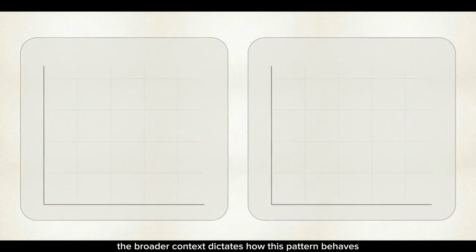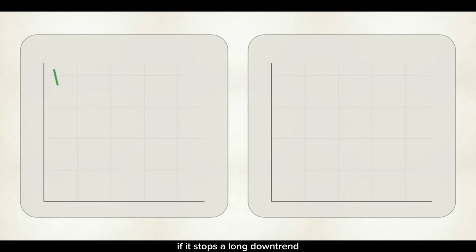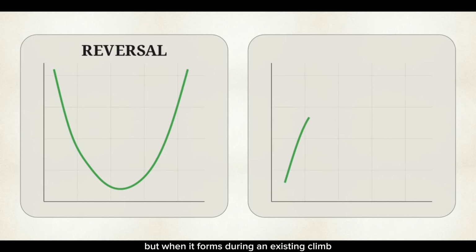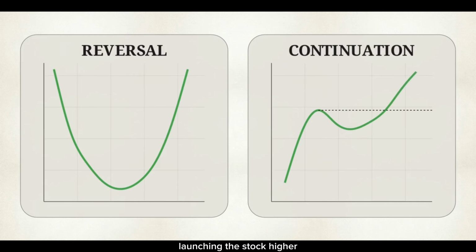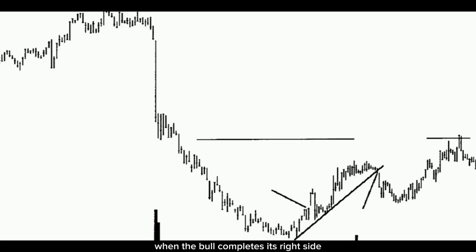The broader context dictates how this pattern behaves. If it stops a long downtrend, it acts as a standard reversal. But when it forms during an existing climb, it operates as a continuation pattern, launching the stock higher. This chart shows what happens when the bull completes its right side.